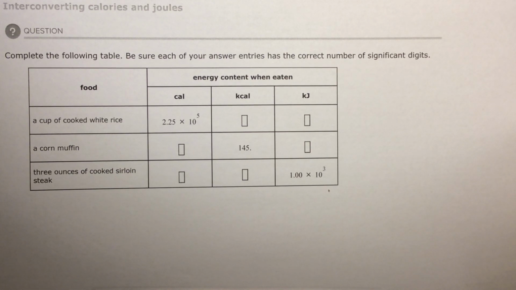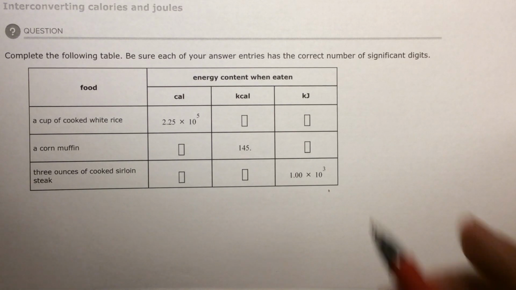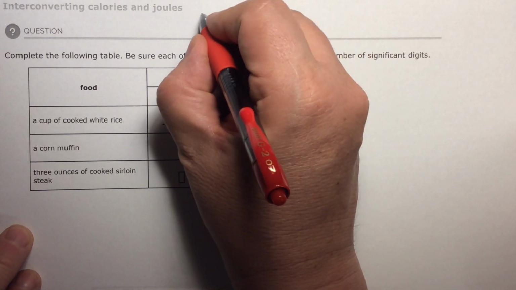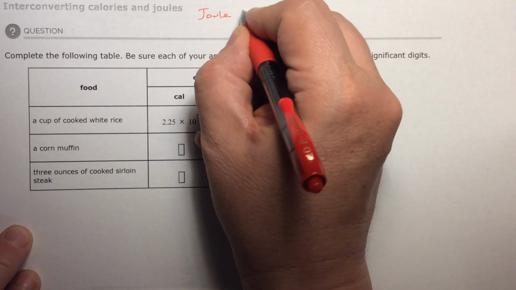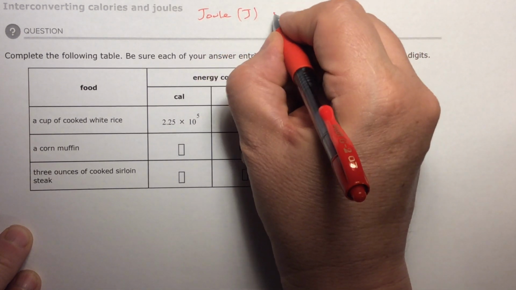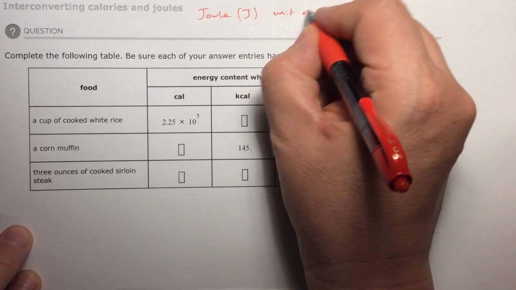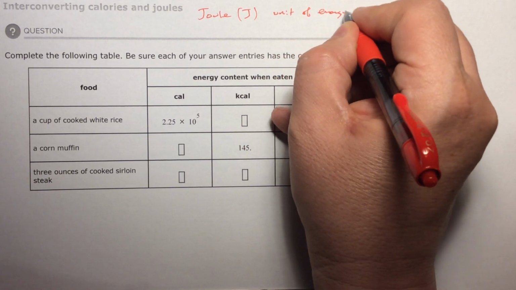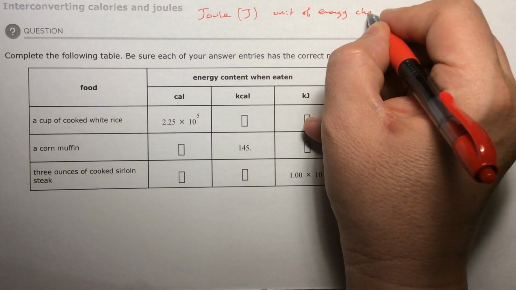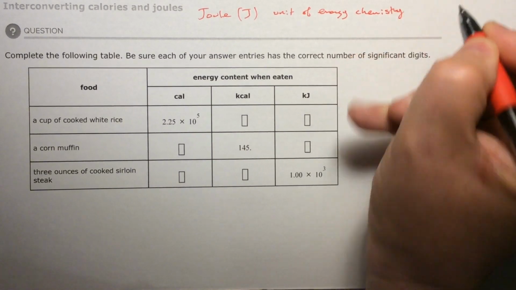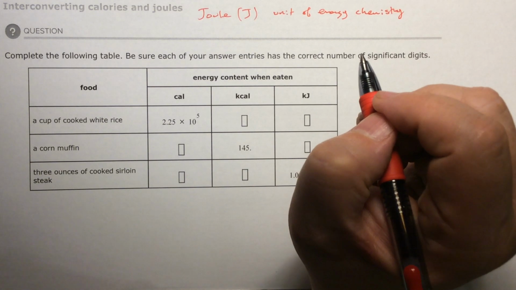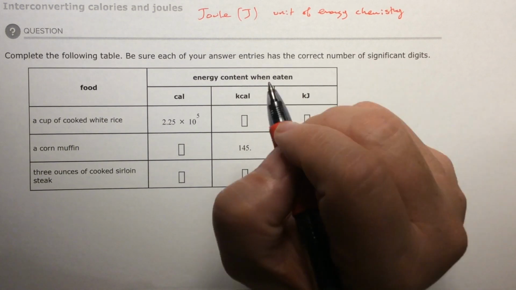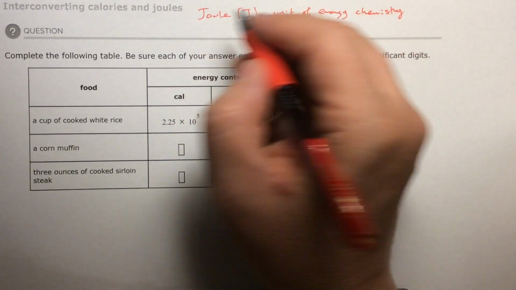So the unit of energy that we use in science is called the joule. Okay, so put up here, the joule is the unit of energy used in chemistry. Problem is that there's another discipline that uses a different one that often will be interchanged, and that's nutrition.